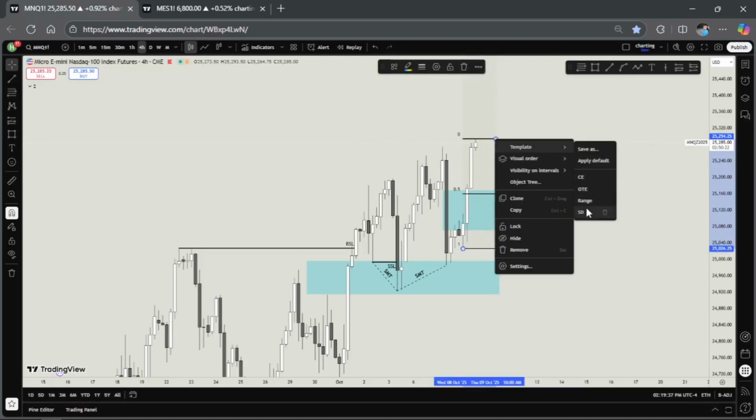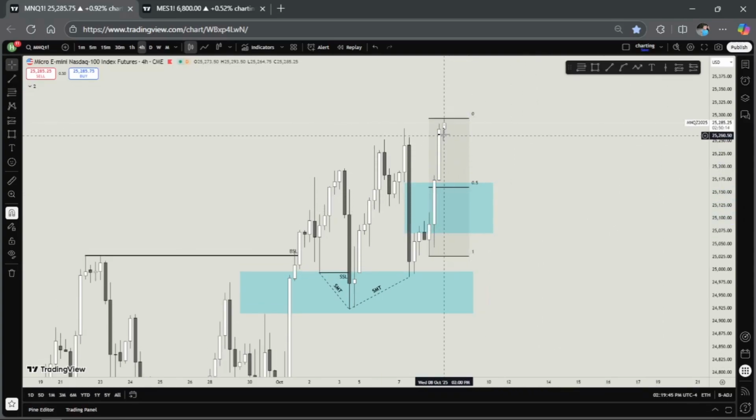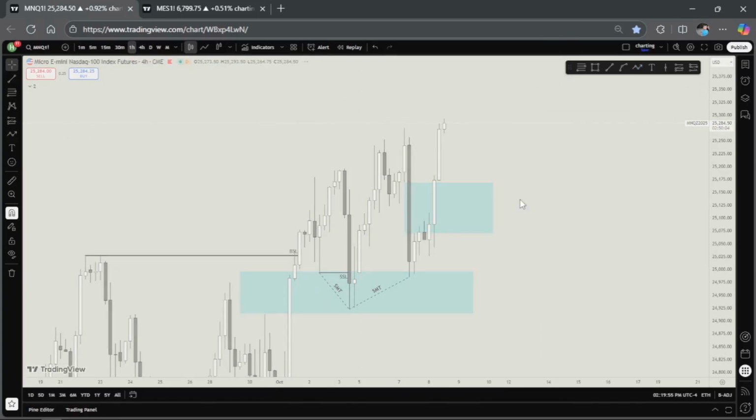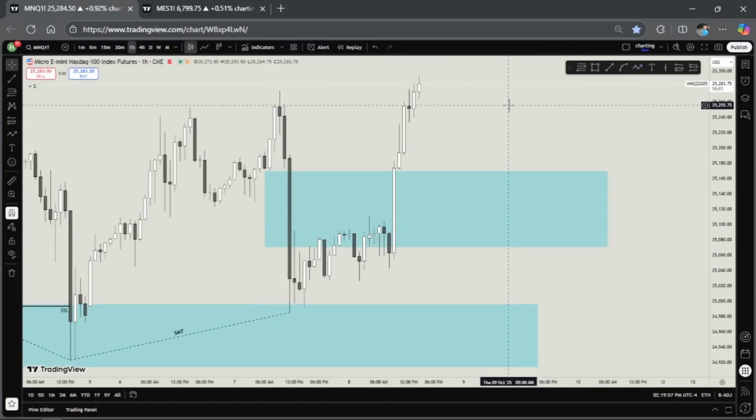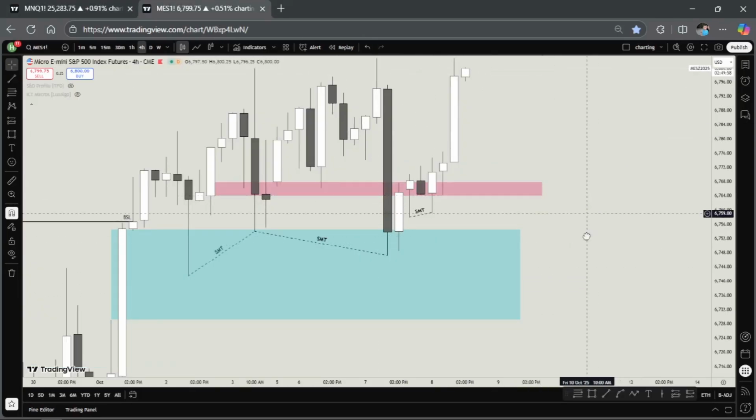What I wait for is a little bit of retracement to these imbalances. We have this imbalance and this imbalance. I don't know which one is going to hold. We will see it, but it actually all depends on the overnight session. It all depends on the overnight session.